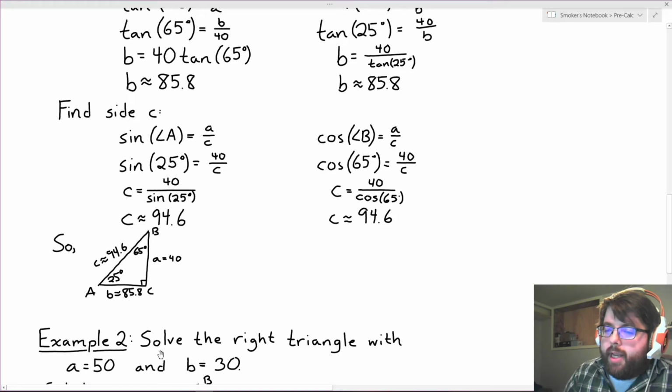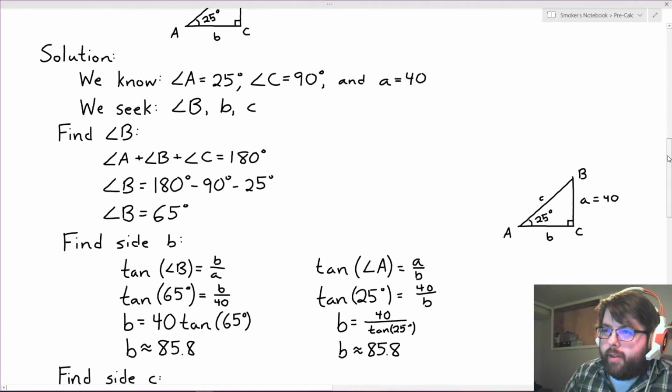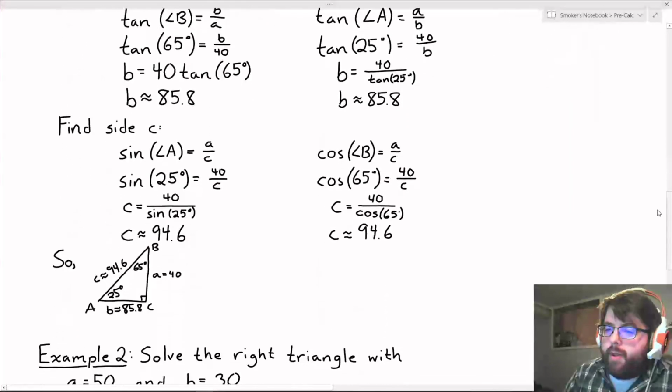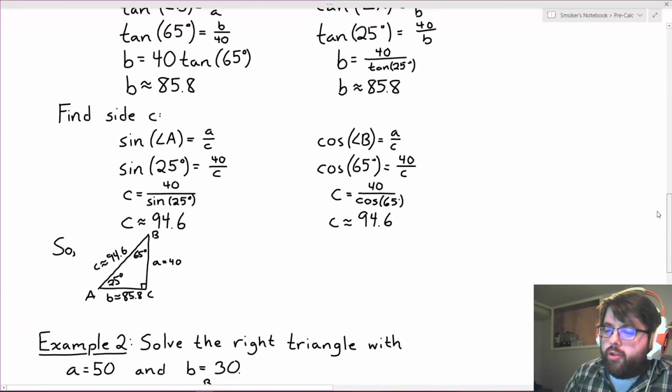So sometimes they might not draw a picture. Wait, give me a second here. Let me see something. Yeah, they did. I drew a picture here for example 1, but sometimes they might just say solve the right triangle with A equal to 50 and B equal to 30. Or they might say it has the legs 50 and 30. Now, A and B are always the legs of the right triangle, and C is the hypotenuse because of the Pythagorean theorem, A squared plus B squared equals C squared.